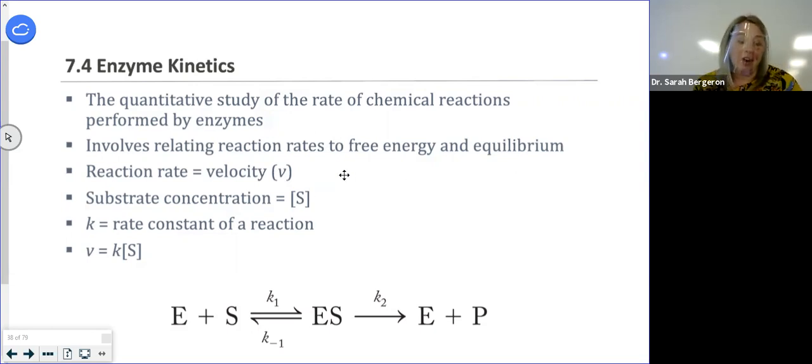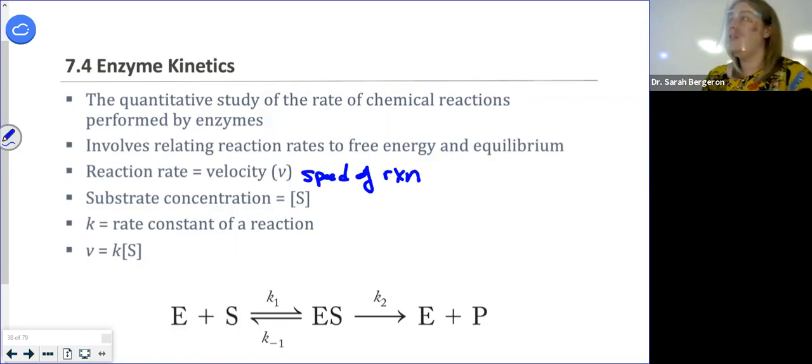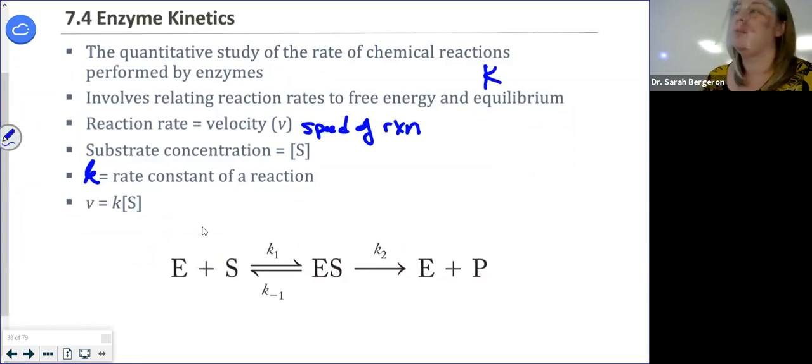So the first thing that we're going to talk about is our reaction velocity. Our reaction velocity is just the speed of our reaction, right? How fast is the reaction going? We have to know our substrate concentrations, and that's what the little brackets mean, that's concentration. You need to know your rate constant. Your rate constant is a small k. It's kind of easier to see small k as cursive, instead of the big K, because what is big K? Big K is equilibrium, like KD, KA, right? So be careful with big and little K. A lot of people will get those confused.